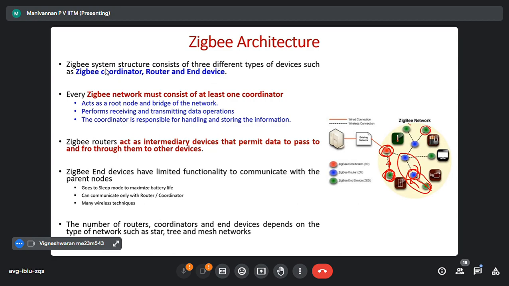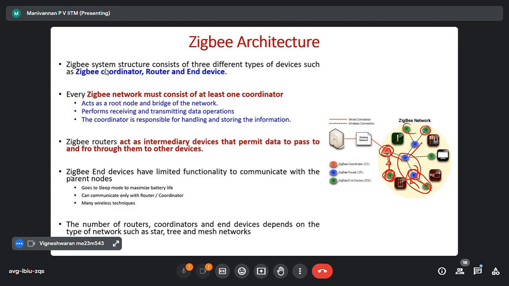Can send it, these two routers can send to this one, and finally it comes to here. Correct? That's what the job of the router is: collecting data from end devices and sending it to the coordinator, or from one router to another router, and finally to the coordinator. Okay, so that's this one.